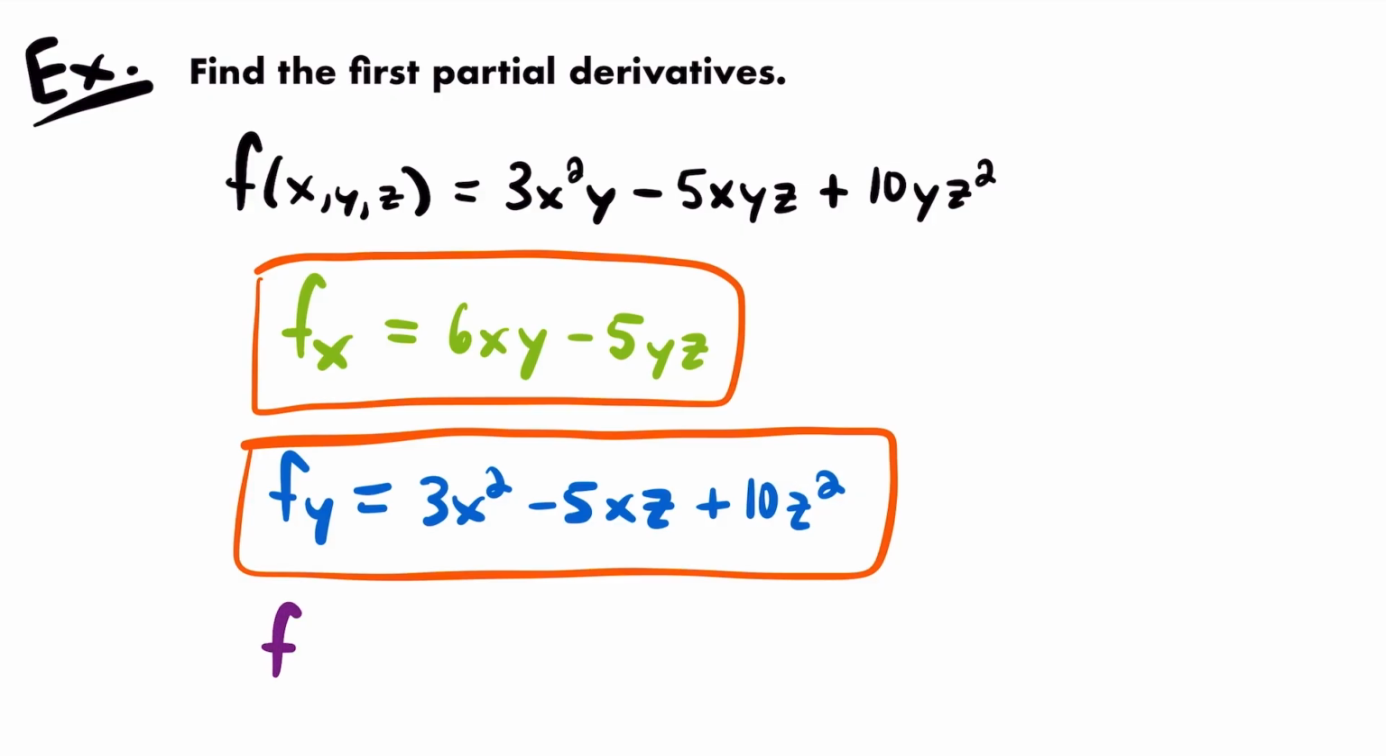So that will be f sub z, or fz. And that will be equal to the derivative of this function with respect to z. So now we will treat x and y as constants. So for this first term, there are no z's, right? It's 3x squared times y. There are no z's there. So this whole thing would be a constant, and the derivative of that would be 0. So there's nothing to write down there. That would be 0.